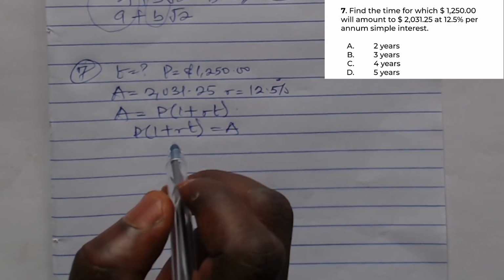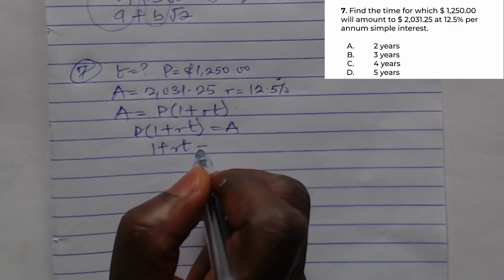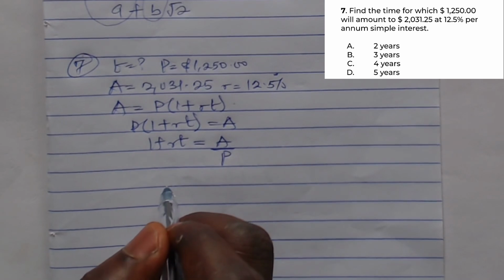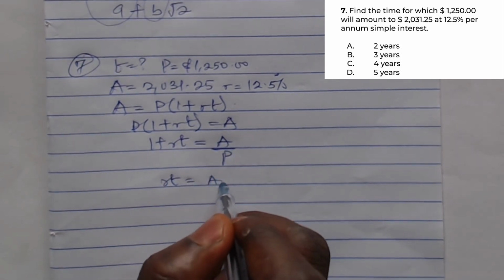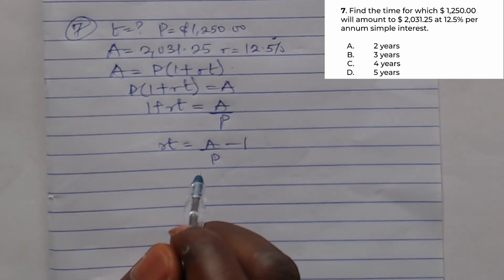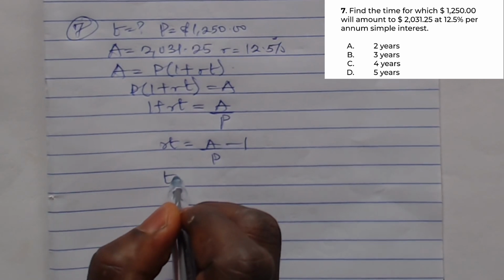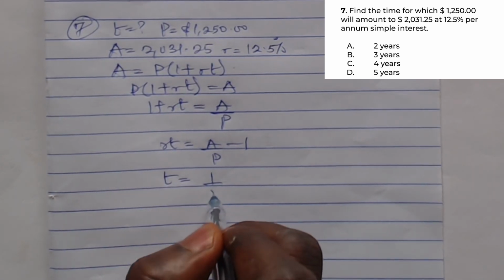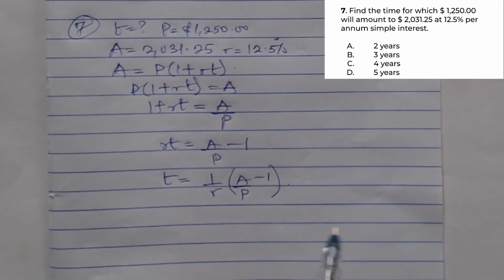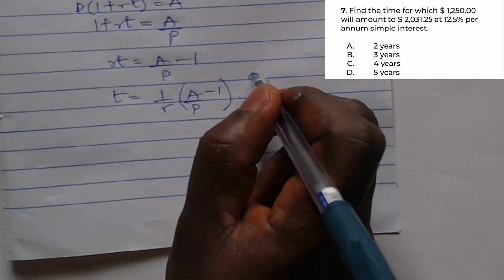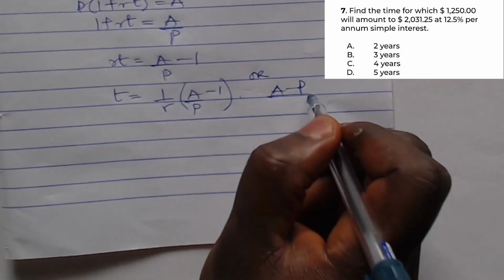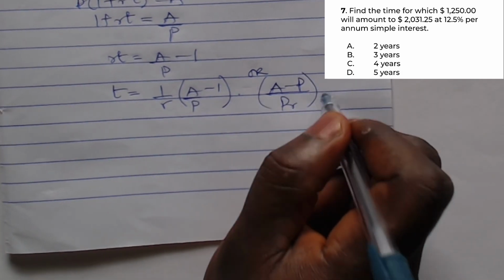So divide both sides by p. We want to make t the subject of the formula because t is what we are looking for. So we have a over p, and then rt will be a over p minus 1. When you take this to this side, you can multiply both sides by 1 over r, so that we have t at this side, and we are going to have 1 over r multiplied by (a over p minus 1). Very simple. You can write this formula, it is the same thing as when you find the LCM. You are going to have a minus p over pr, which is still the same thing.